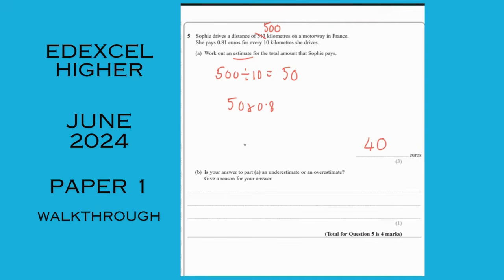So, is your answer an under or an overestimate? It's under. All right, because we've rounded the amount of kilometres down. So the actual answer is going to be 41, something like that.